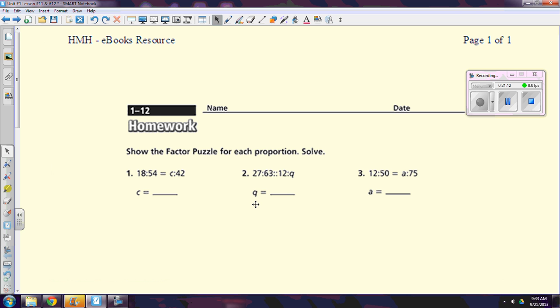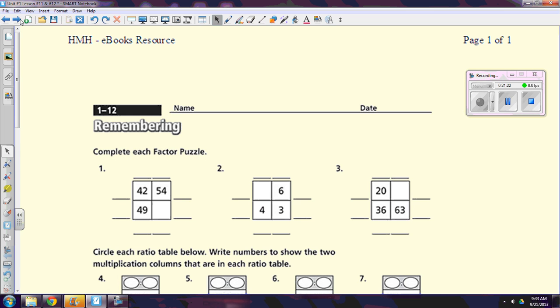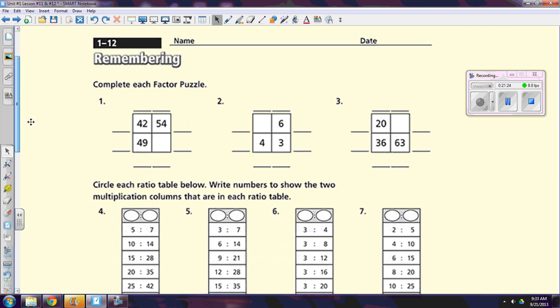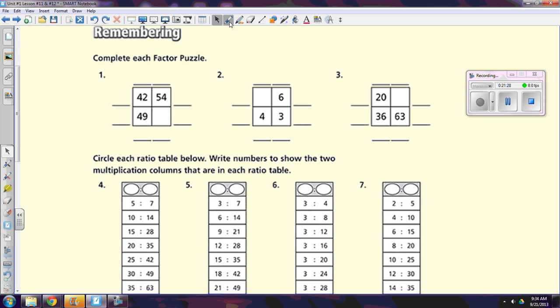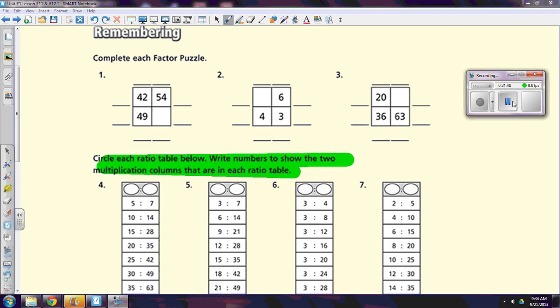All right, homework, you would be setting up factor puzzles for each proportion, and for the assignment at school, and then the remembering would be the same, more factor puzzles, and then down below here it talks about circle each ratio table below, write the number to show the 2 multiplication columns that are in each ratio table. Let's take a look at what one of those would look like.